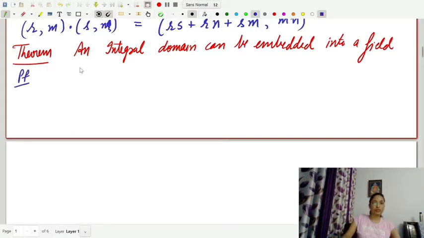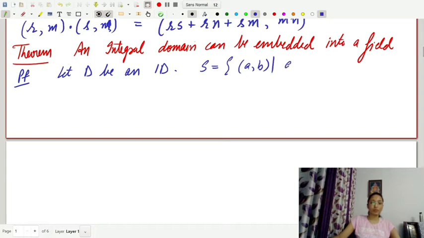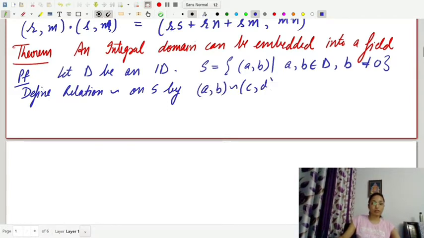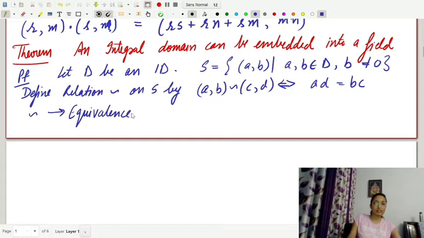Proof: let D be an integral domain and let S be the set of pairs (a, b), where a, b belong to D and b is not equal to 0. Define a relation on S by (a, b) is related to (c, d) if and only if ad is equal to bc. Now it can be easily verified that this relation is an equivalence relation.